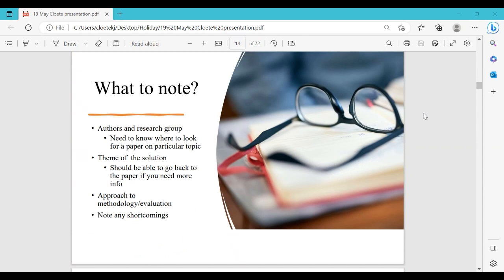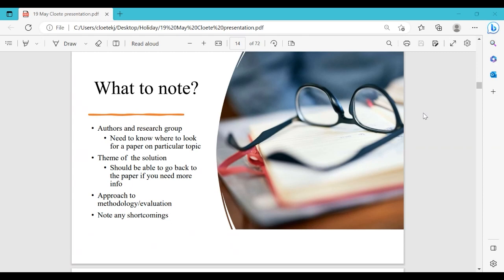Now, when you're reading the paper, what should you take note of? As I already mentioned, take a look at the authors. Who are the authors? Are they part of an eminent research group? What is this research group doing? Are they only concentrating on one thing? Are they multidisciplinary? With whom do they collaborate? This is important for you, because these people can potentially be your collaborators, right?